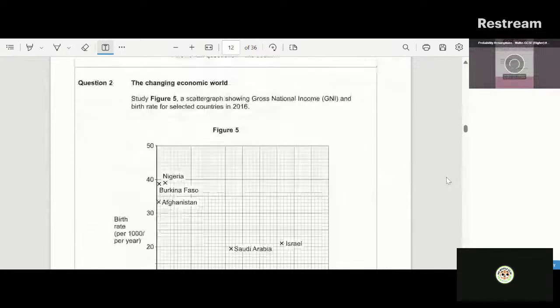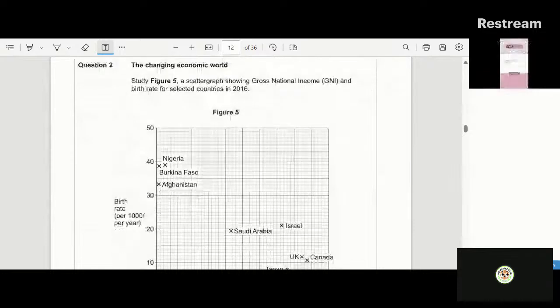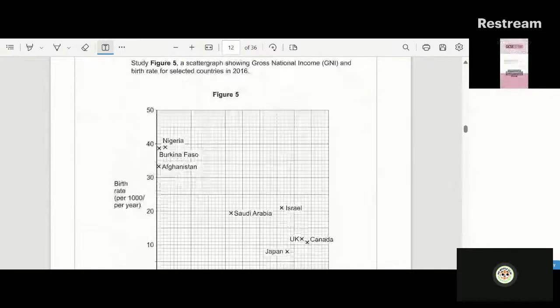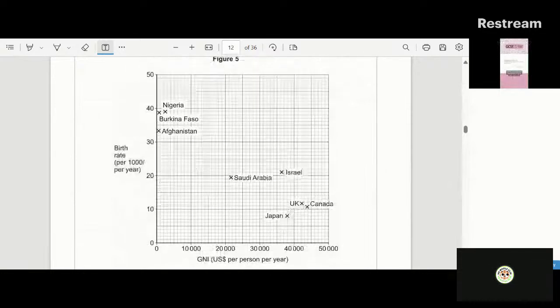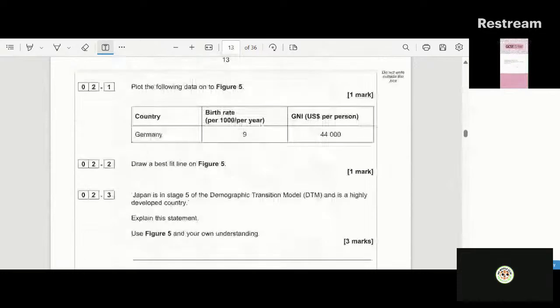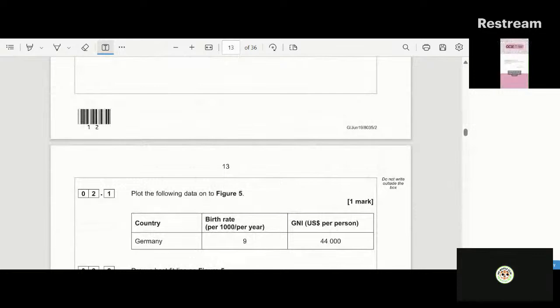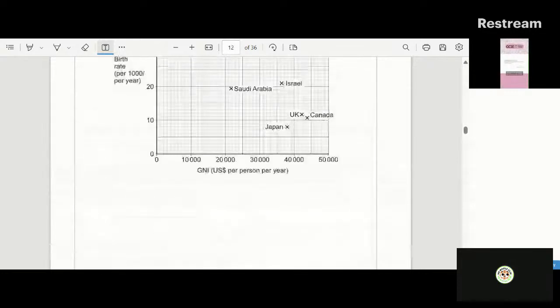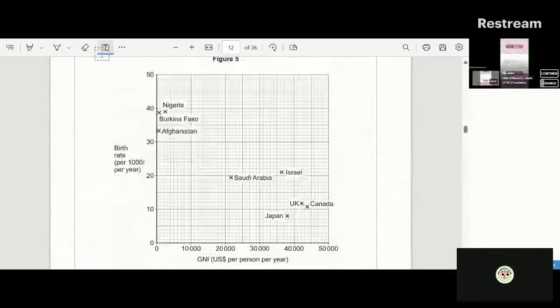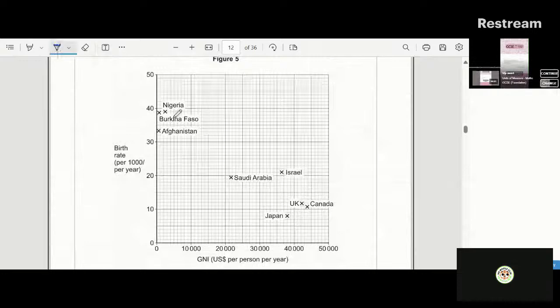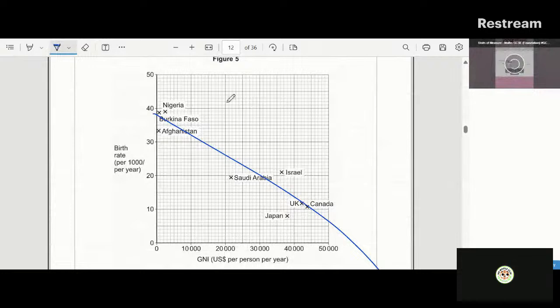The Changing Economic World. Study Figure 5, a scale showing gross national income and birth rate for selected countries in 2016. Draw a line of best fit on the figure. I don't have a ruler, so this is going to be quite rough, but something like that. A good line of best fit has an equal amount of points on the left-hand side as there is on the right-hand side.